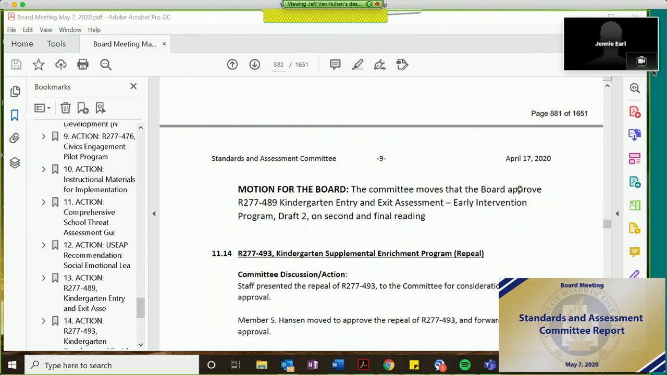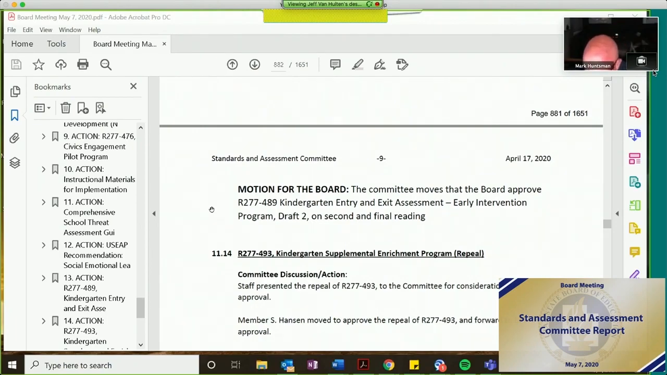Okay. Any further discussion? There's none. Okay, seeing none, we're going to vote. I'm going to restate the motion. I believe Member Scott Nielsen just joined us. The motion before the board is that the board approve R277-489 Kindergarten Entry and Exit Assessment Early Intervention Program Draft 2 on second and final reading. So we're going to vote.